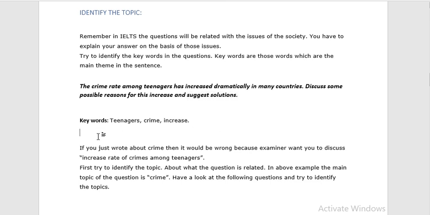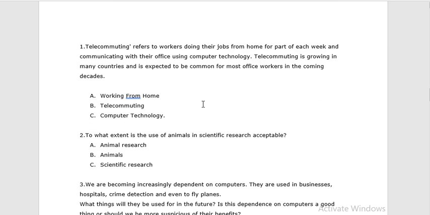And what are the keywords in this sentence? The keywords are teenagers, crime, and increase, or the crime related to teenagers, or teenagers are committing crime and this is increasing by the day. So you have to discuss all these three perspectives. If you just wrote about the crime, it would be wrong, because the examiner wants you to discuss the increased rate of crime amongst teenagers. So please pay close attention to the keywords, or what the question is asking from you.